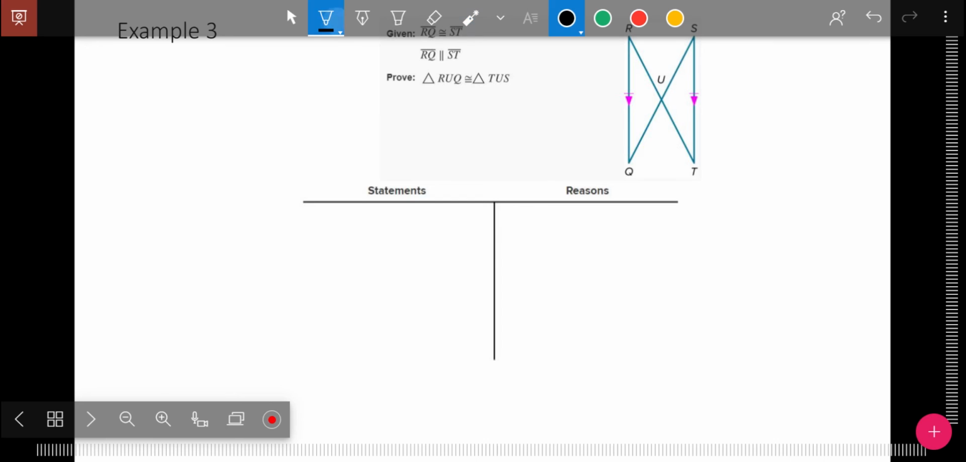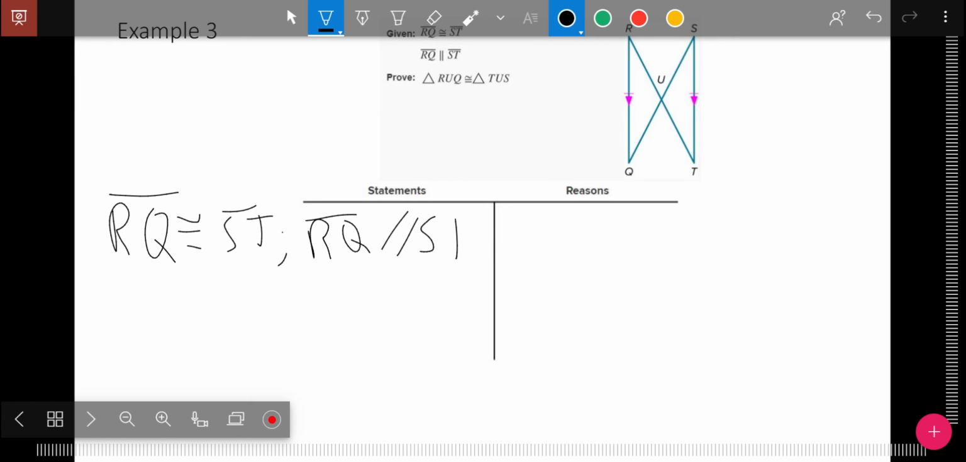All right, one more example to look at here. Again, I start every proof with the given. So RQ is congruent to ST. And then hopefully you recognize this other symbol. RQ is parallel to ST. Again, anytime I say something in the given, I want to mark it. And so they already have, but I want to mark it as well. So the lines mean they're congruent, and the arrows mean they're parallel.